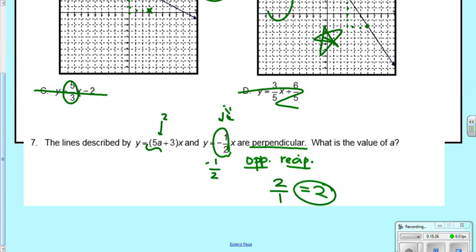Well, we know the slope is whatever's being multiplied by the x, the coefficient. So 5a plus 3 should be 2. Okay, well, we just set up an equation for ourselves. Let's just work backwards and solve. Subtract 3. So 5a equals negative 1. Divide by 5. So a has to be negative 1/5.